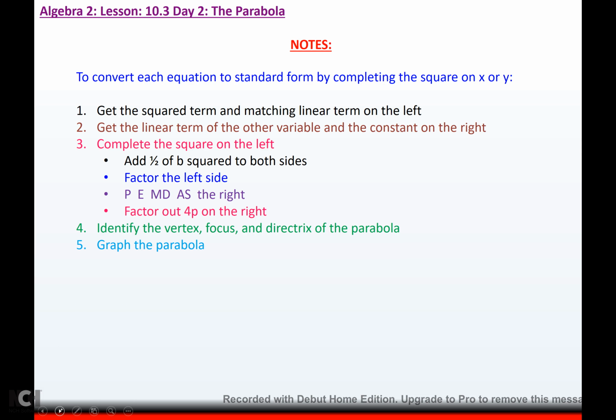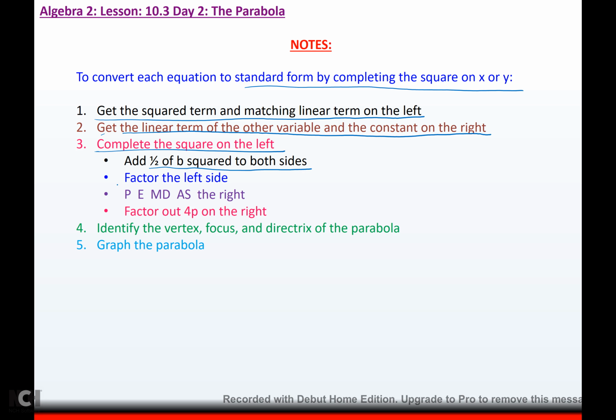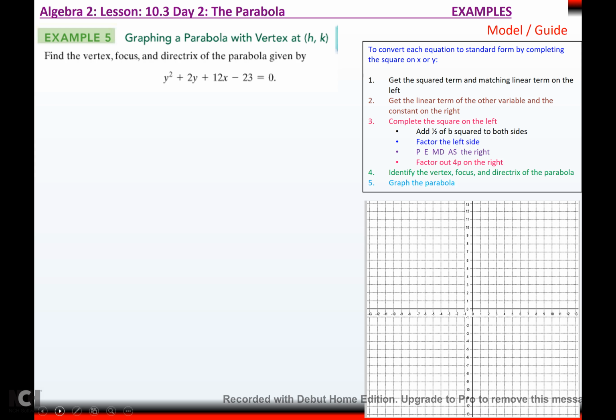Alright, to convert each equation to standard form by completing the square on X or Y. They're going to give you equations that are a mess. Okay? So what it says to do is get the squared term and the matching linear term on the left, the linear term of the other variable and the constant on the right, complete the square on the left by adding half of b squared to both sides, factor the left, PEMDAS the right, factor out 4p, then identify your vertex, focus, and directrix, and then you can graph it. It's going to be a little more complicated, but here we go.